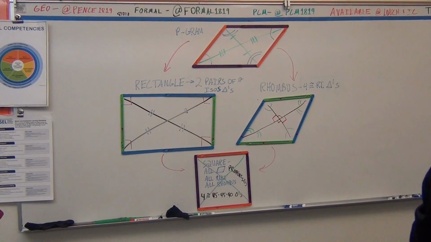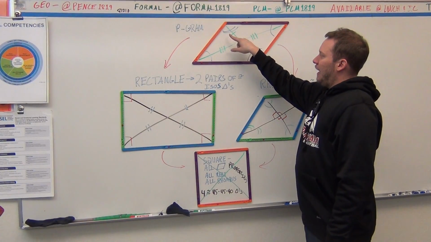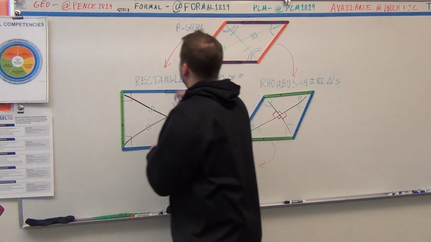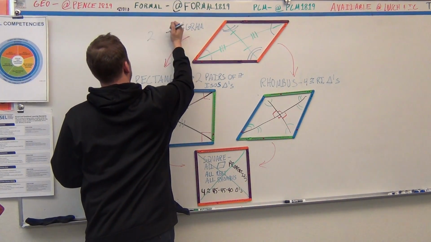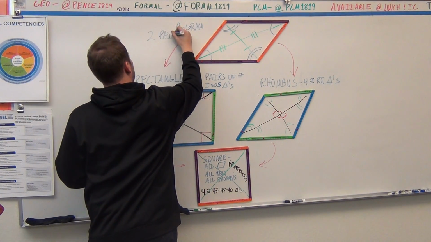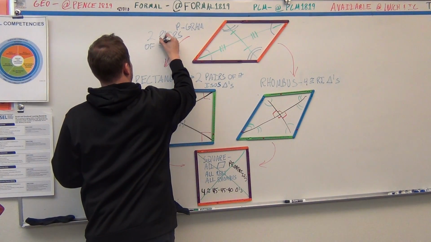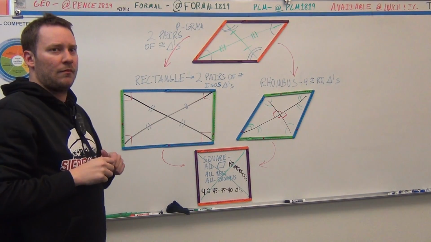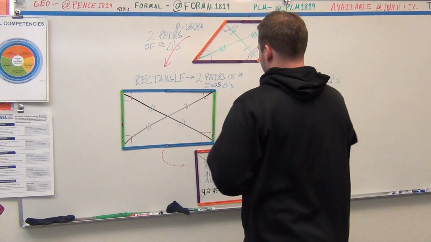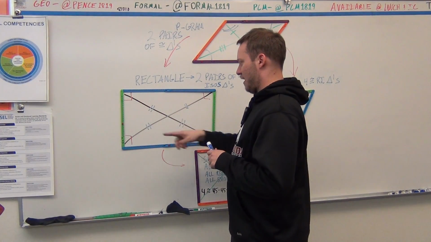In total, the parallelogram has two pairs of congruent triangles. In a rectangle, it has two pairs of congruent isosceles triangles.